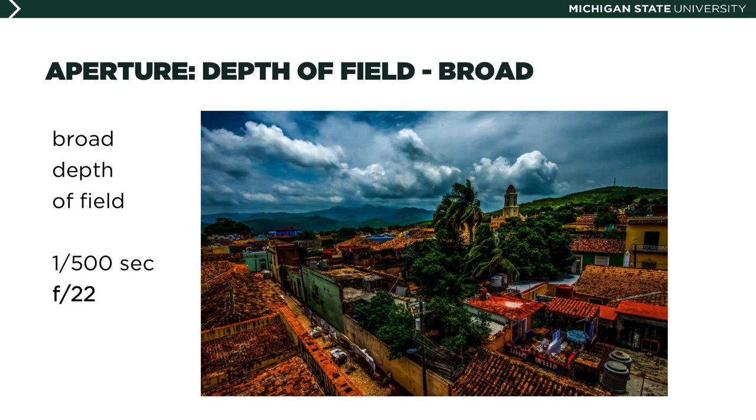Now let's look at several examples of broad depth of field. Note the aperture settings on each photograph show that the lens is closed down greatly, if not all the way.